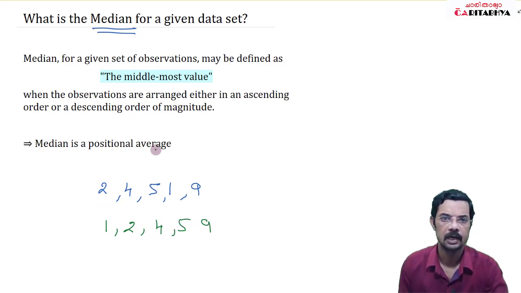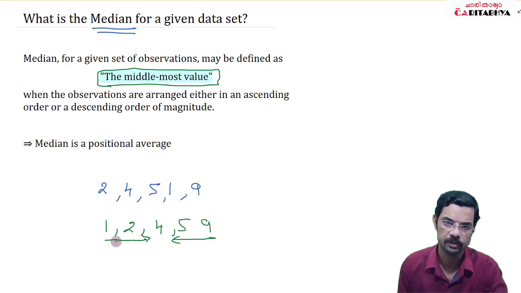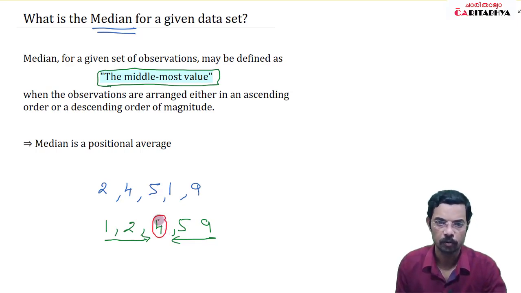The value which lies exactly in the middle of the observations will be called the median. There are two observations to the right of 4 and there are two observations to the left of 4. So what I can say? I can say that 4 is the median. So this is the basic definition of median.